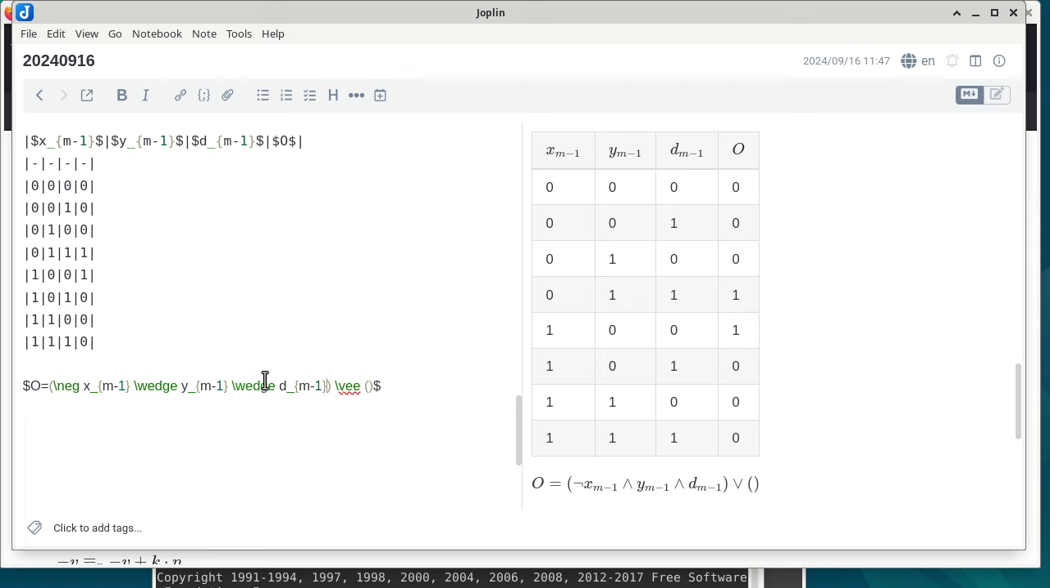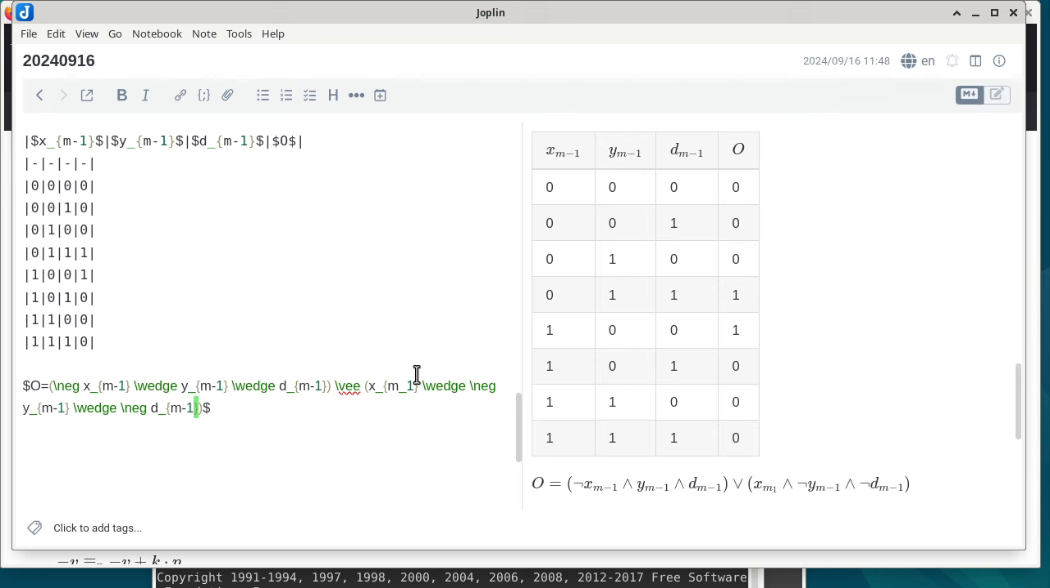But that's not the only row that has a 1. So now we ask, how do we end up with this particular one over here? Well, it's kind of the same deal. This is a 1 already. We leave it the way it is. This is a 0. We negate it. This is also a 0. We negate it. And then we make one conjunction of all of those terms. So when we are looking at the right-hand side of the OR, we take x of m minus 1 as is, AND it with the negation of y subscript m minus 1, and then AND that in turn with the negation of d subscript m minus 1, and now we have that equation.